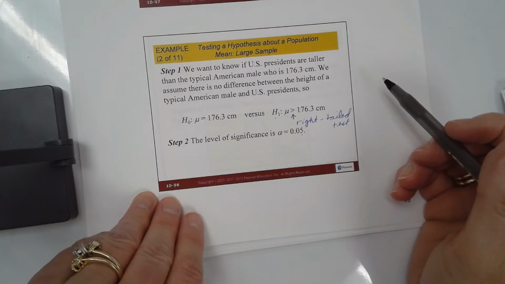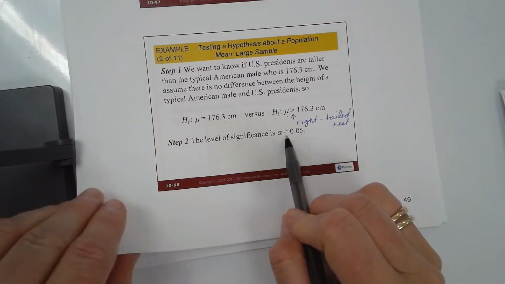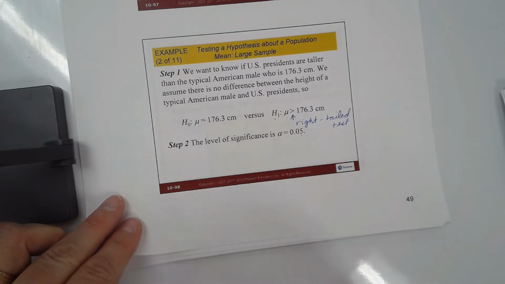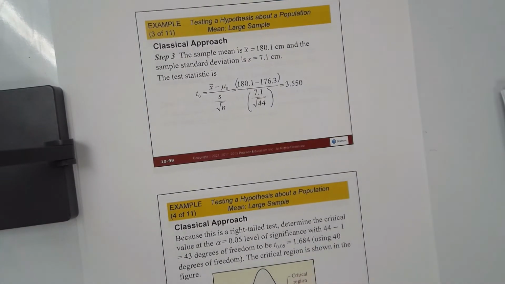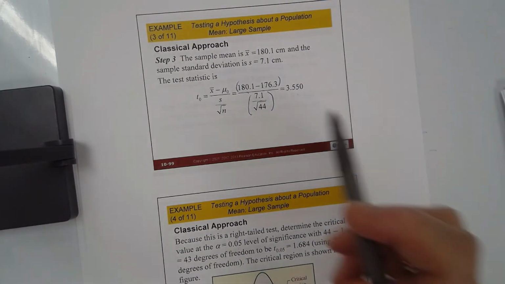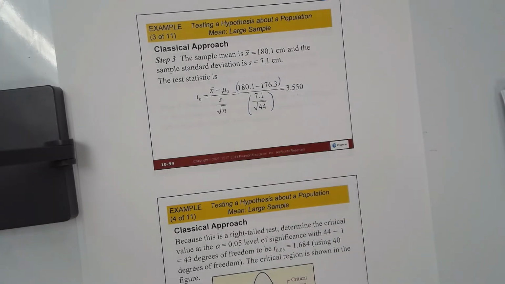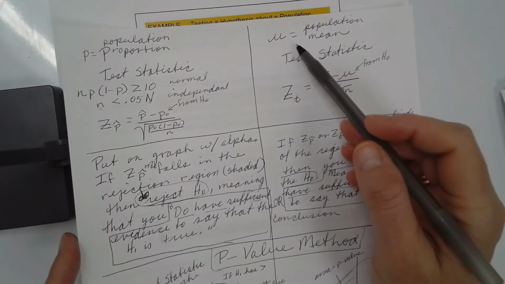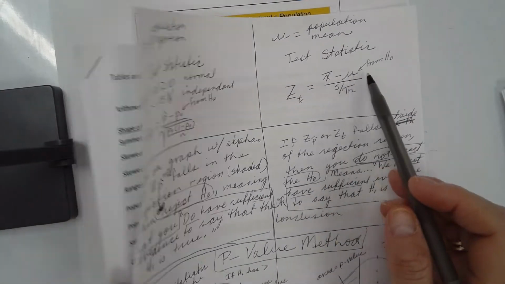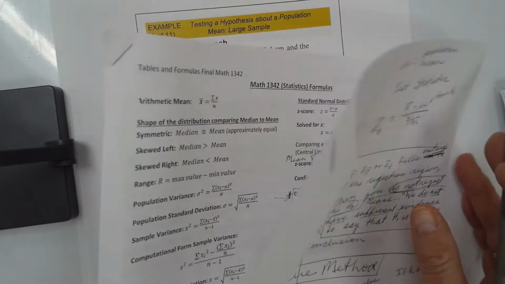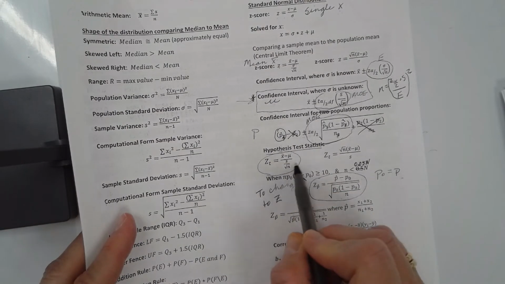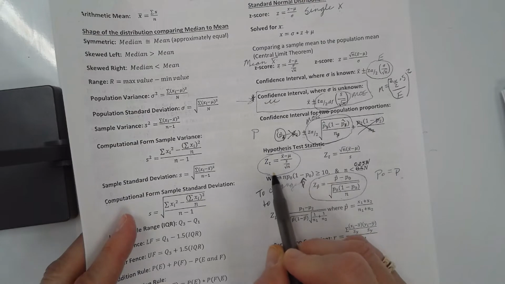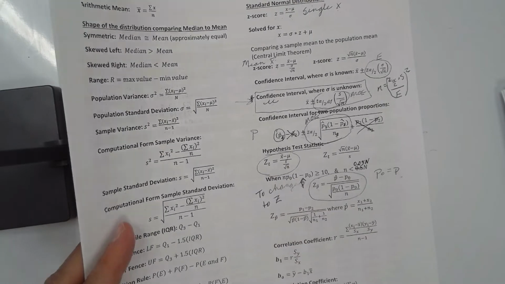Okay? All right. And the level of significance, that's step 2, is to find the level of significance. So we know that from the problem. Then step 3 is to calculate your test statistic. Okay? So remember for a mean, the test statistic is this one. Okay? And that is on your formula sheet right here. Hypothesis test statistic. It's right under that. Okay, so that's where you're going to find that formula.